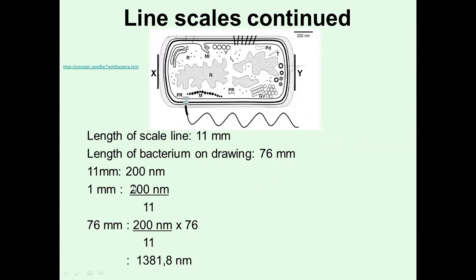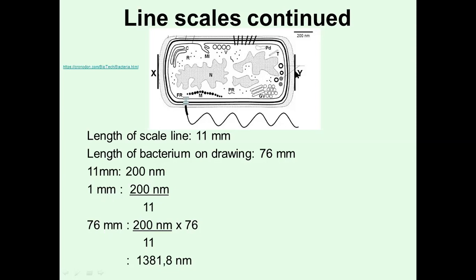So, start. 11 millimeters represents 200 nanometers, because that's what it says on the line scale. Therefore, 1 millimeter represents 200 nanometers divided by 11, because how did I get from 11 to 1? I divided by 11. What you do on this side of a ratio, you do on that side of a ratio. So 200 divided by 11.